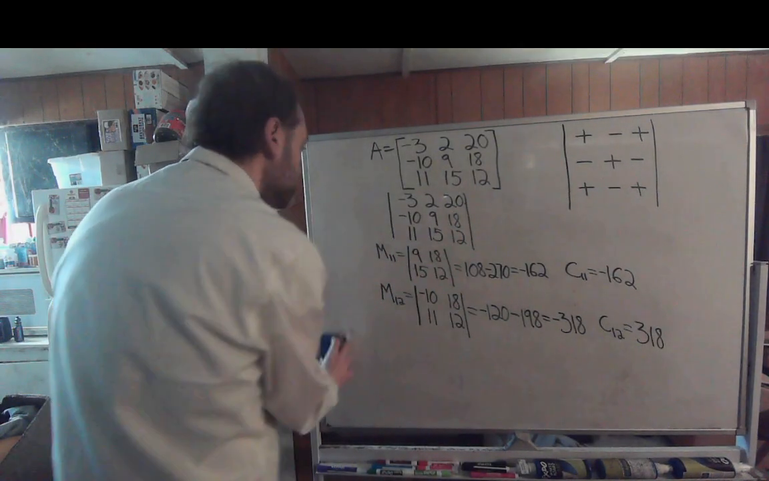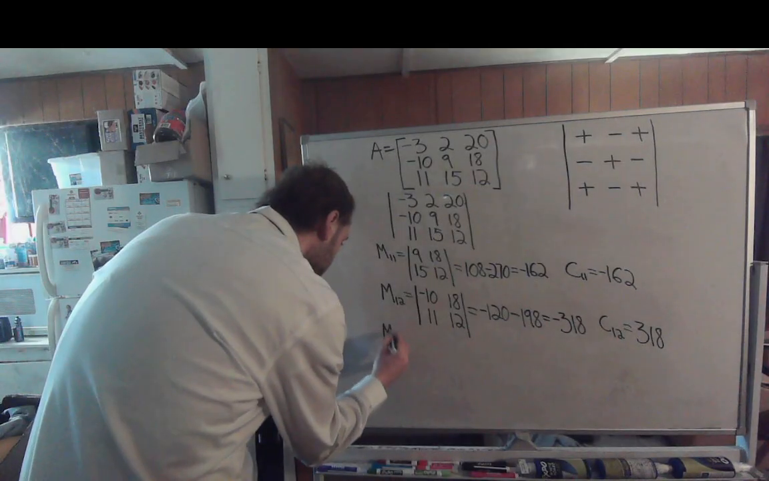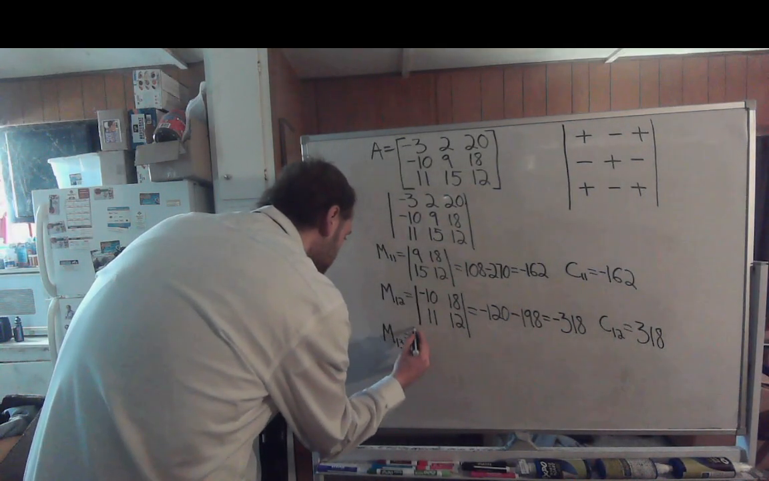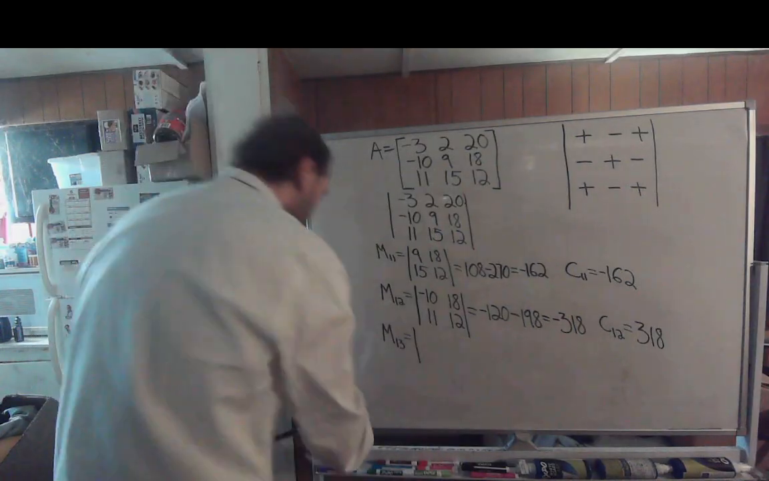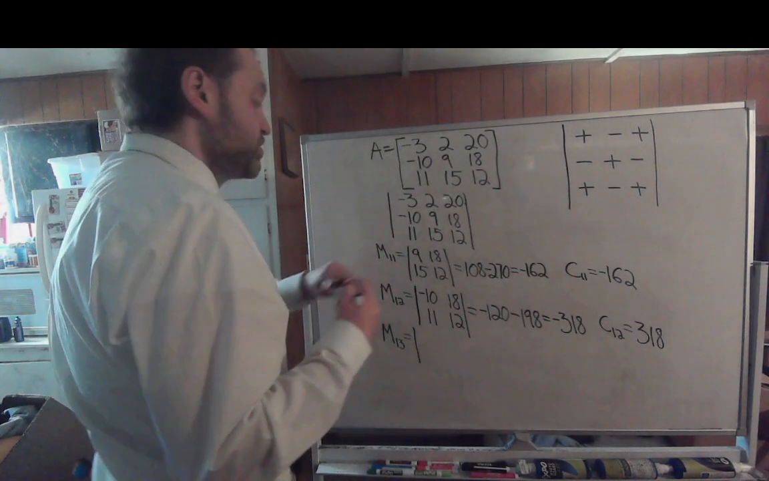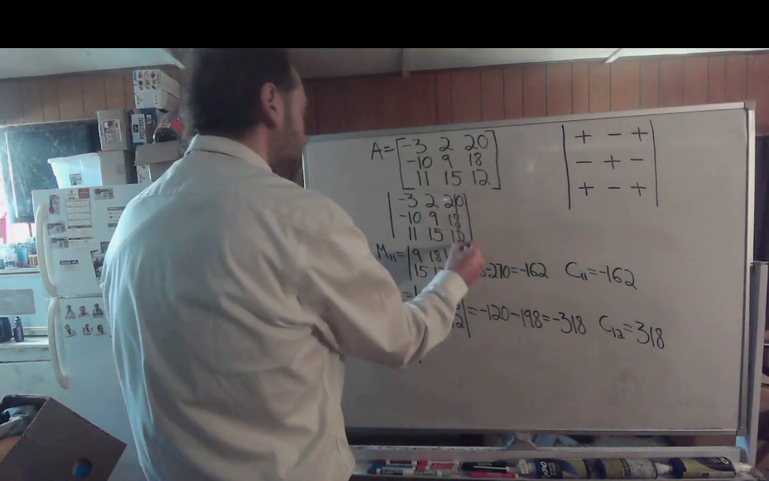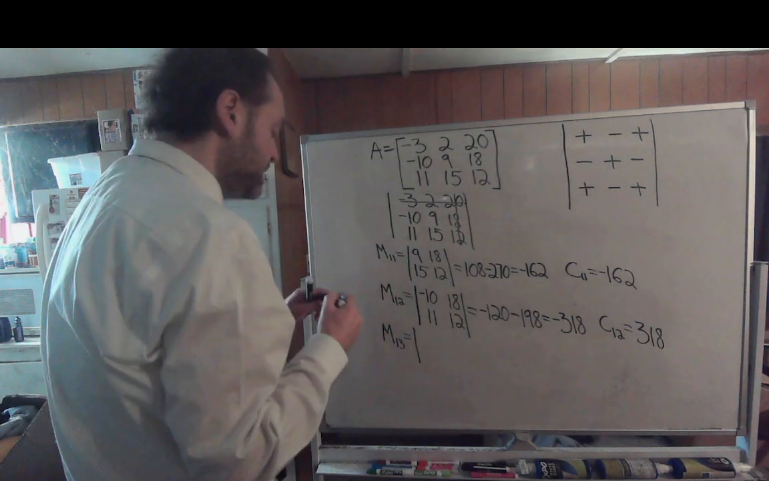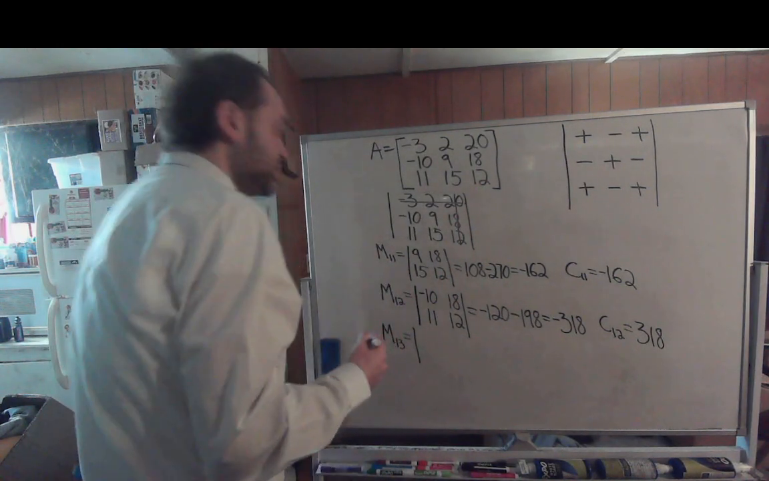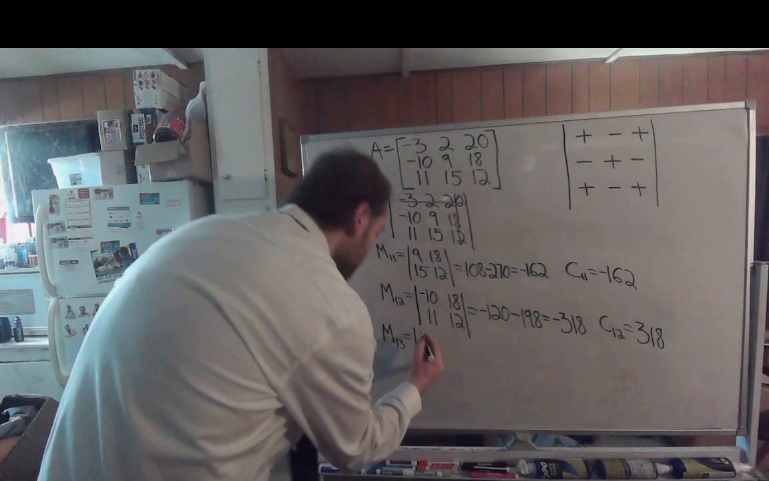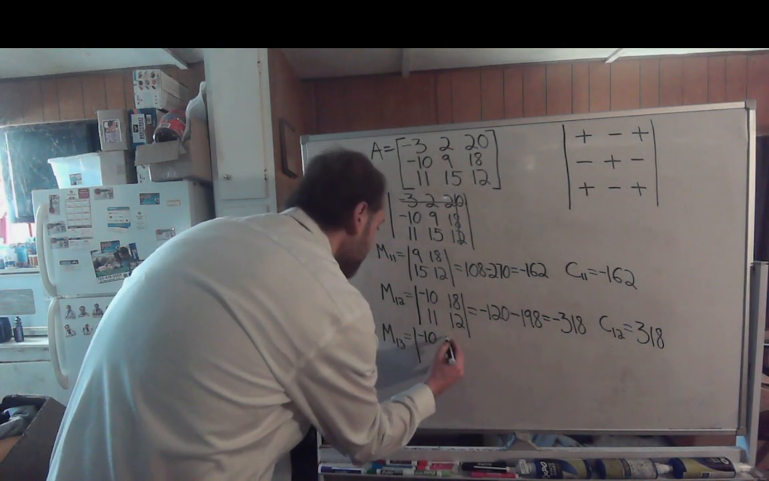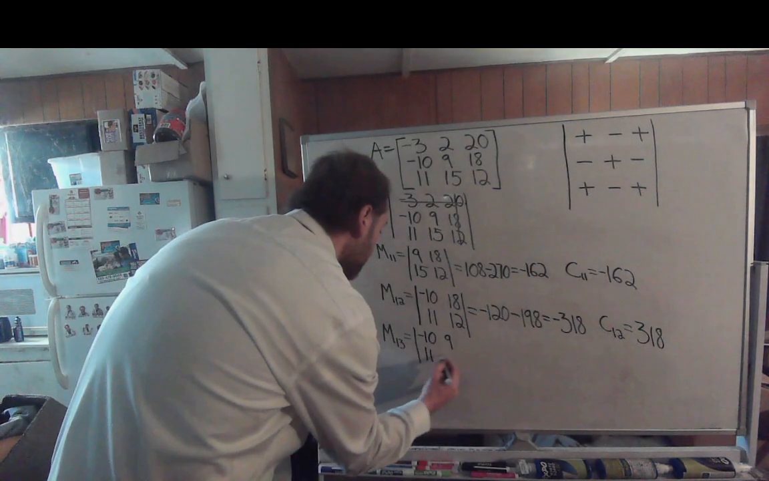All right, so let's find minor 1, 3. We're going to deal with where that 20 constant is. So strike out the column and row that it's in, and then you'll have the determinant of what's left for your minor, which would be the determinant of negative 10, 9, 11, and 15.